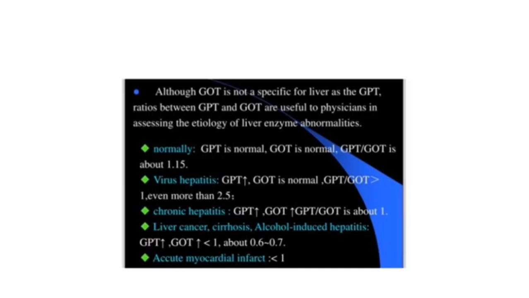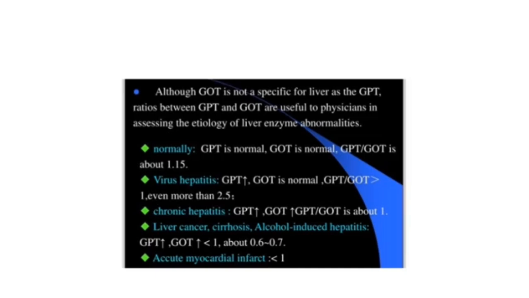When there is a high level of GPT, and GOT is normal, in other words, the ratio of GPT to GOT is greater than 1. That is, GPT is far higher than GOT. Or put it this way, if ALT is far higher than AST, you will know that there is a case of viral hepatitis. Take note of that. When ALT is far greater than AST, it is a clear case of viral hepatitis.